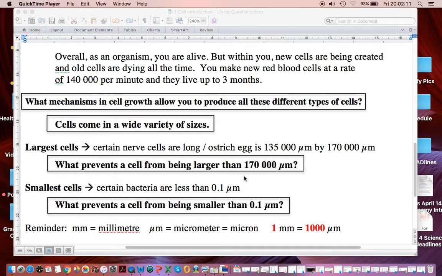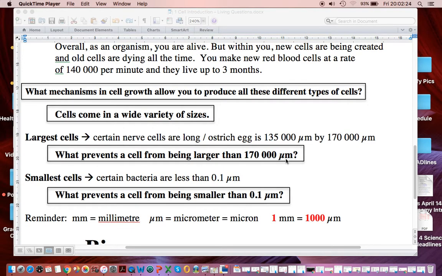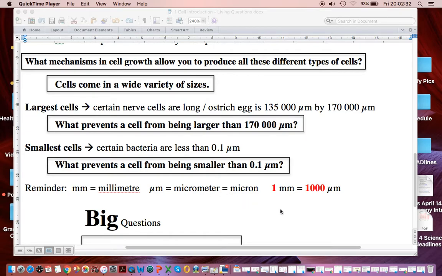We know there are some large cells, and there are also some extremely tiny cells, and we want to know what prevents them from being bigger than this crazy number, and what prevents them from being smaller than that number. Now that crazy symbol there, that weird looking thing, that's a micrometer. In the world of microscopes we call them microns.